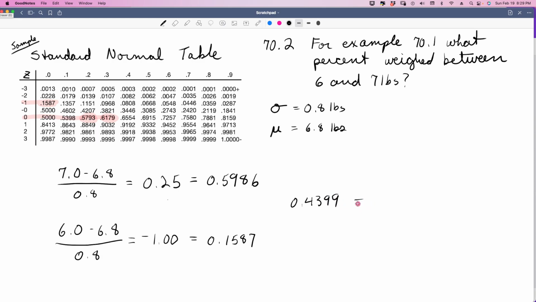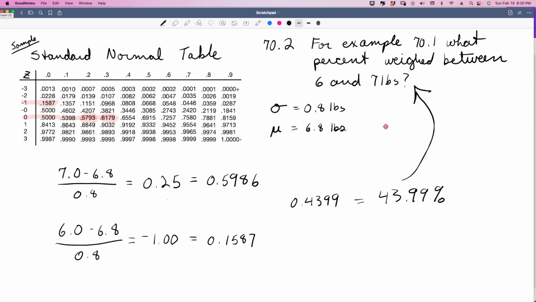So 0.4399 times 100 is going to equal 43.99%, which is the answer to this question here. That is the percent of babies that weigh between 6 and 7 pounds.